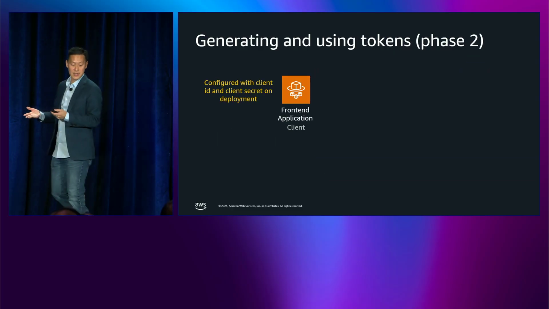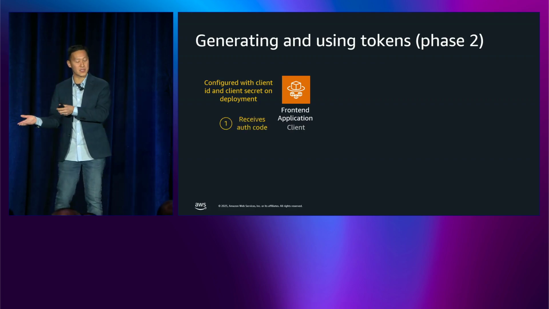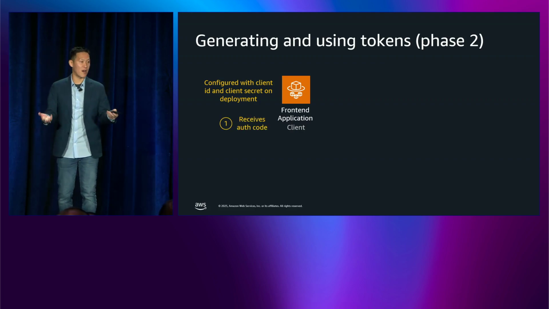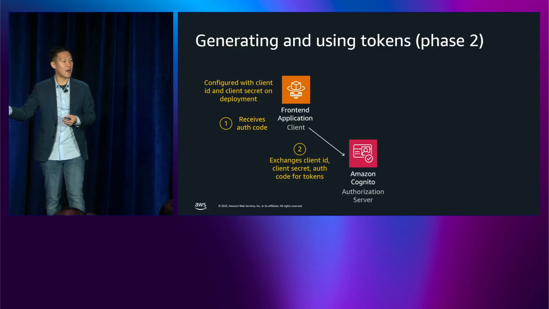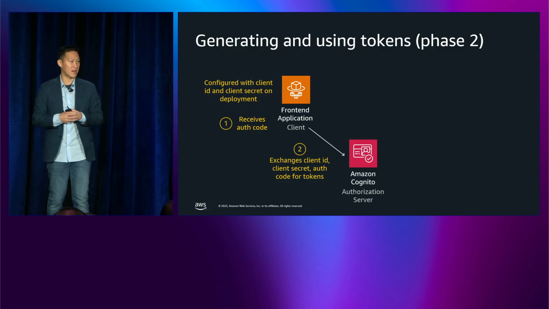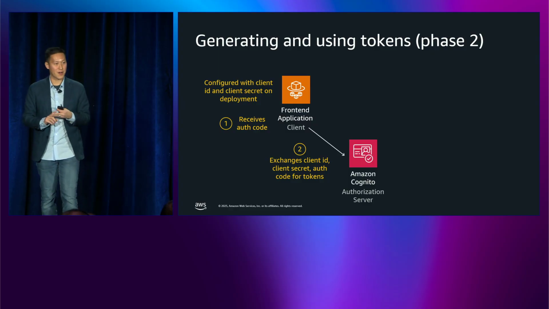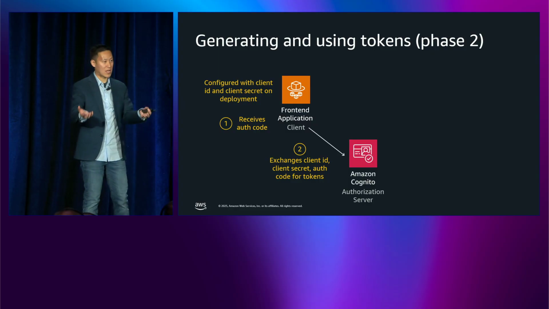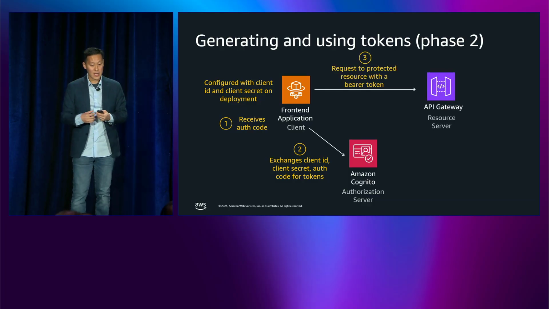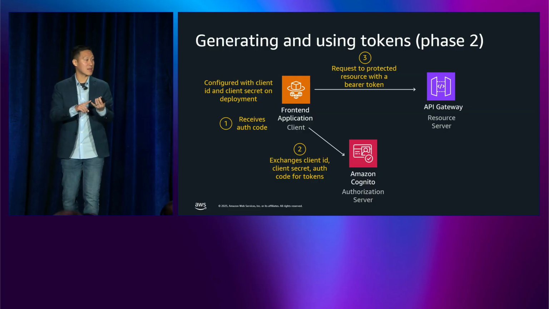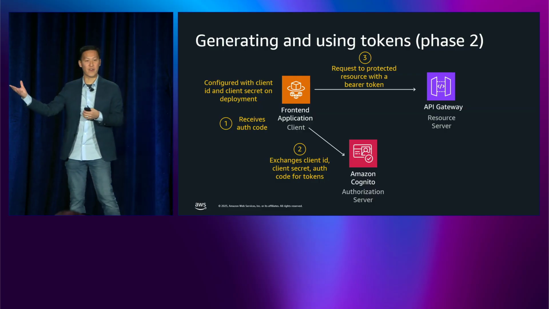Now the second phase is, okay, so we had this front-end application. It was deployed with that client ID and secret. It just received that auth code, that exchange that we just did. It is now going to go to my authorization server. In this case, I'm going to use Amazon Cognito. And it sends the client ID, the client secret, and that auth code. Cognito will then validate these strings and credentials, and it will then provide back the ID token, access token, and refresh token to the front-end application.